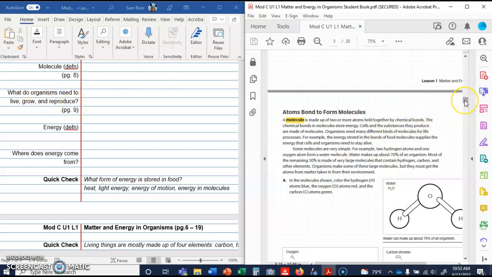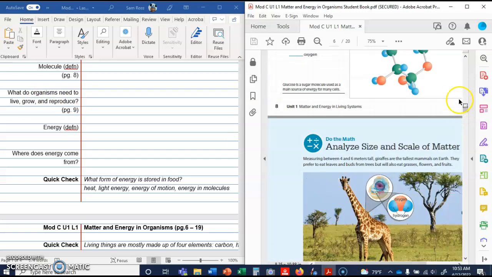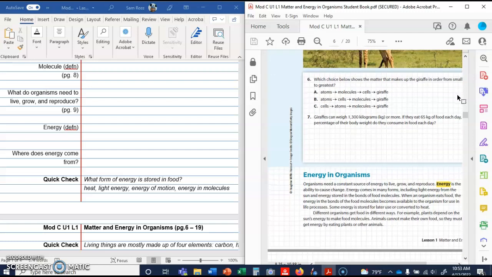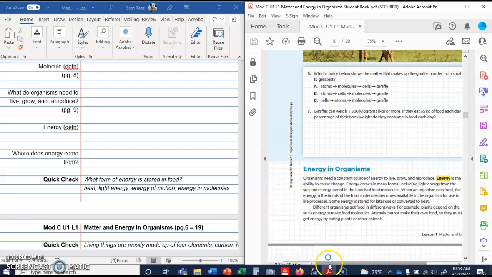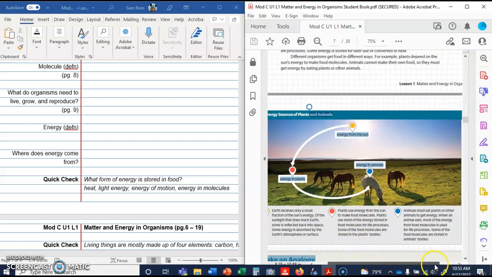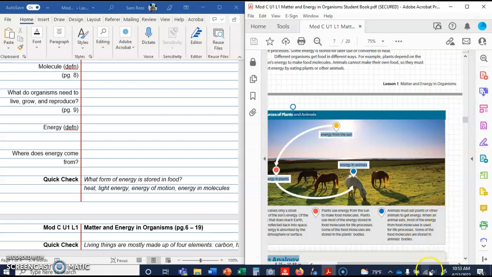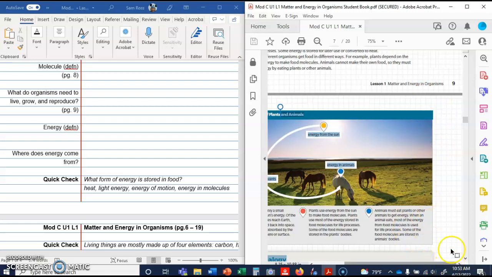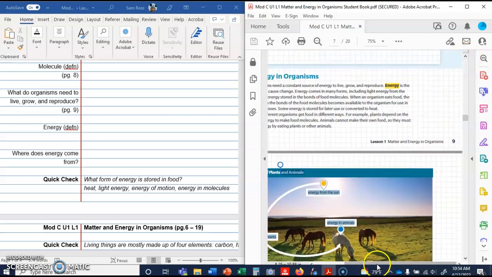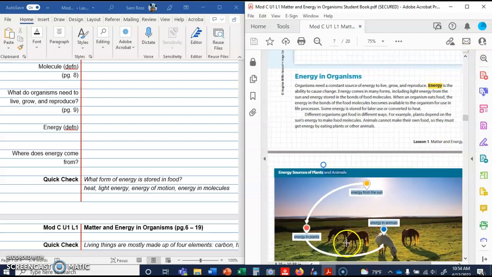What do organisms need to live, grow, and reproduce? That's on page 9, so let's move this down. That's 8. This is 9, so I'm assuming it's down here at the bottom. Let's see if we can move this over and just double check. Oh, okay, lovely. There's page 9. Okay, let's go back up a little bit. There we go.